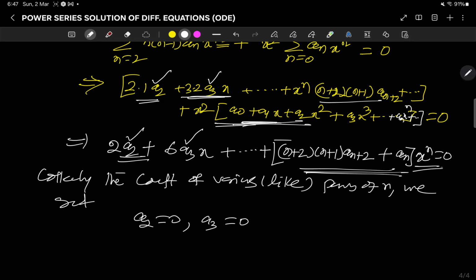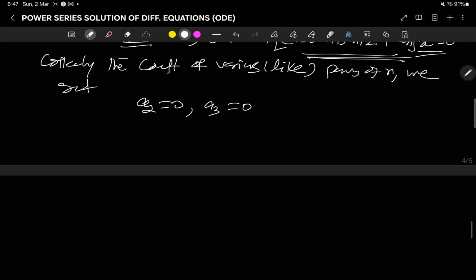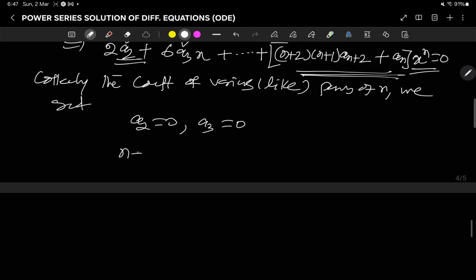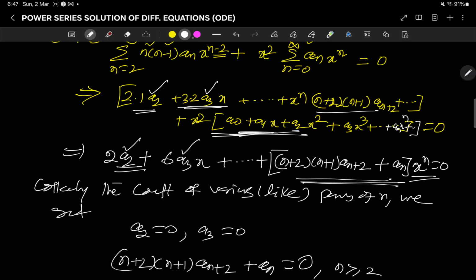But if we collect the coefficient of m, what are we getting? We are getting n plus 2 into n plus 1 a_{n+2} plus a_n is equal to 0, and n is greater than or equal to 2 here. Okay, one more correction is needed here. You see this correction here.